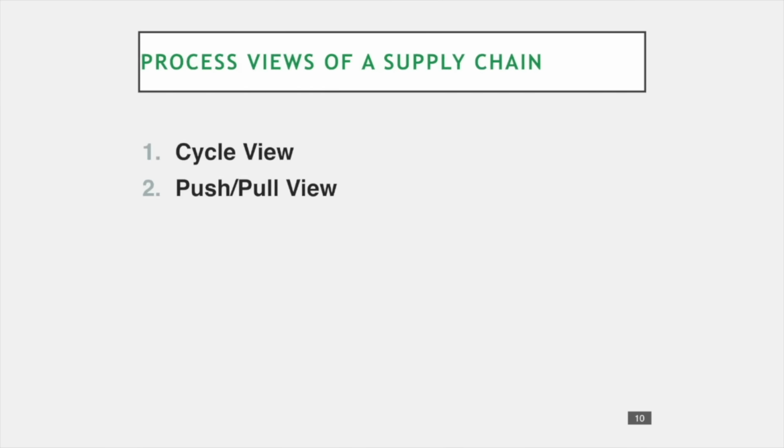So far we have seen that a supply chain is essentially a sequence of various processes and stages and the flow of product, information, and funds among them. We can also look at a supply chain from two different process views. One is called the cycle view and the second is called the push-pull view.